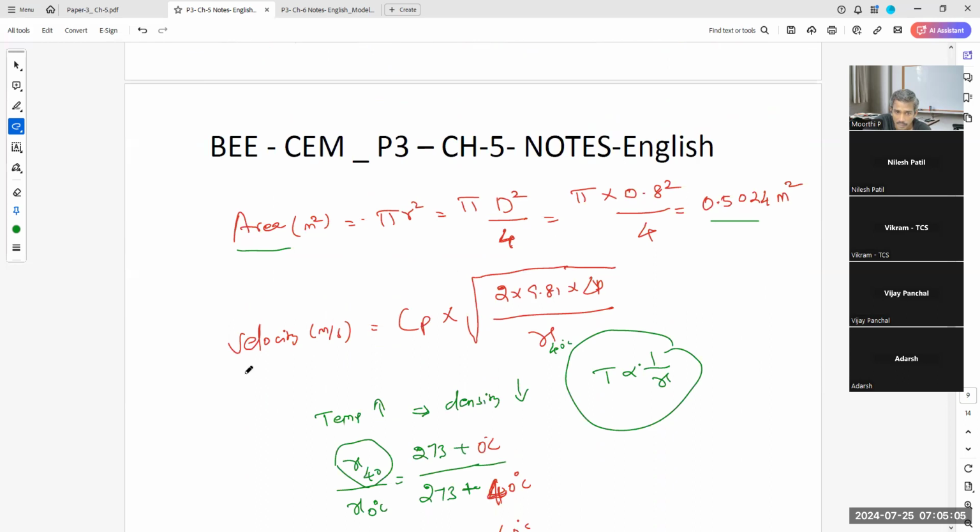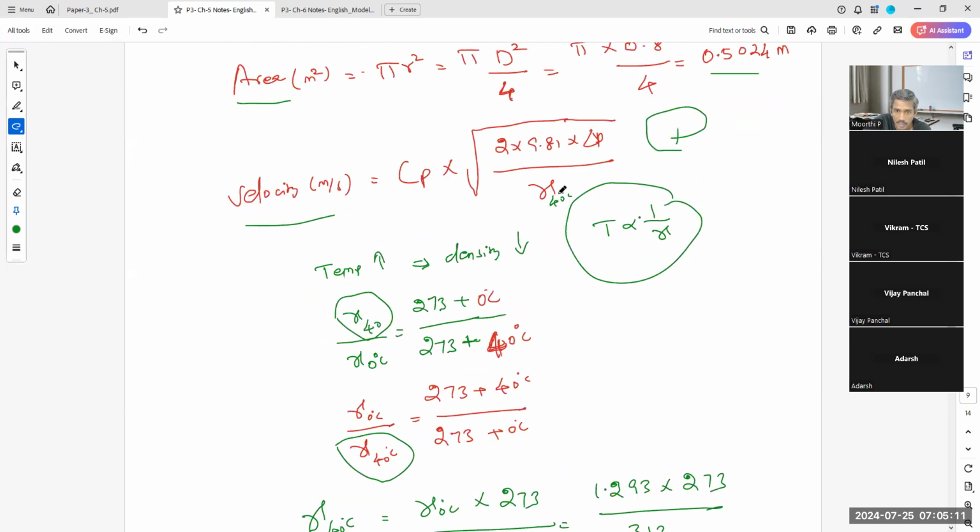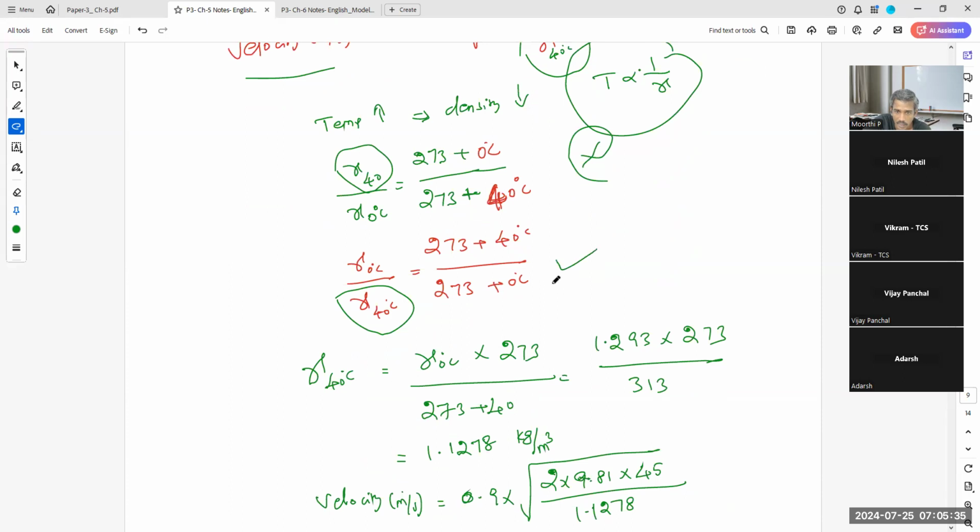Then velocity, what is the formula? Cp into... this is the fan and blower formula, very, very important. Then velocity is one. You have to remember density. Density has a correction factor, the temperature correction factor. Write this formula very clearly, separately, and highlight this temperature correction. Temperature increases whereas density reduces. So this is the correction factor.